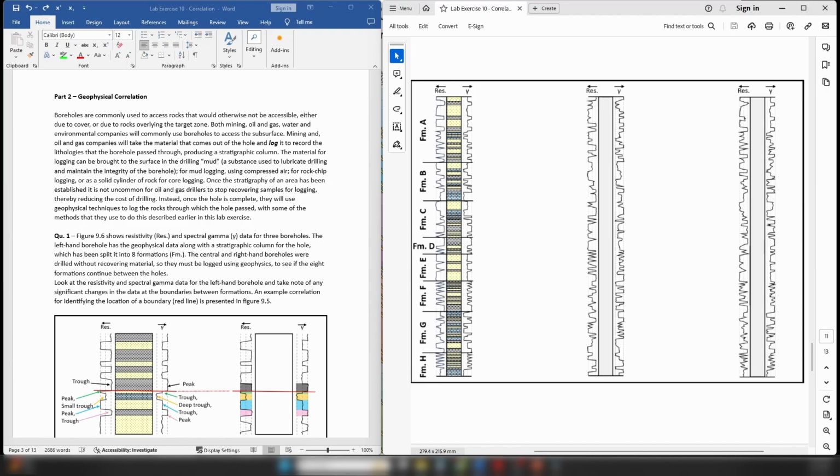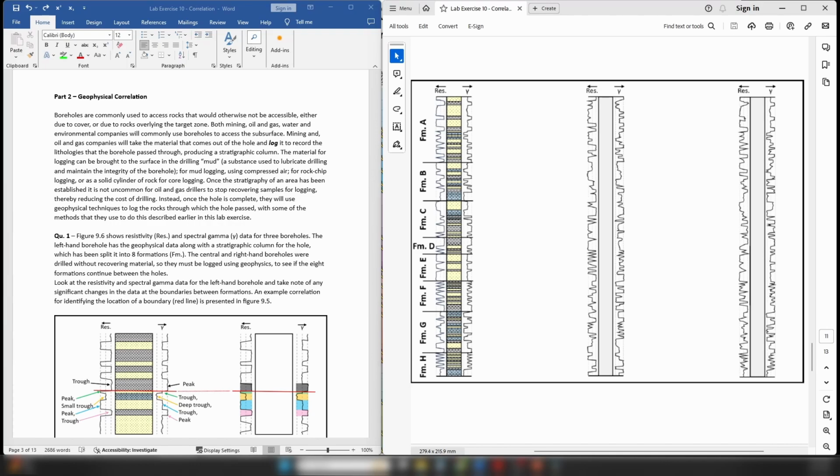Another method you can use is something which is referred to as rock chip logging. And in this case, as the drill bit drills down, chips of rock are produced by the drill bit and they are returned to the surface, often using compressed air. And in this case, you have an incomplete piece of rock, but you do have chunks of the rock that the drill bit is currently moving through. So once again, you can analyze the rocks that the drill bit is going through, allowing you to know what material it's passing through.